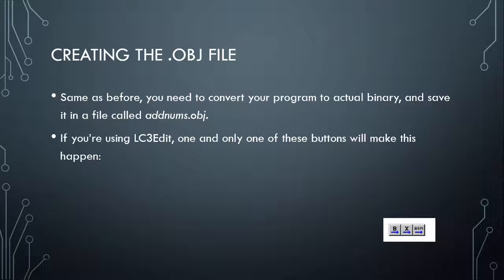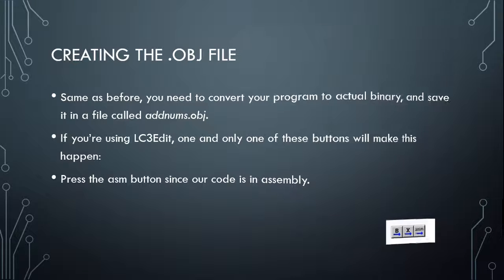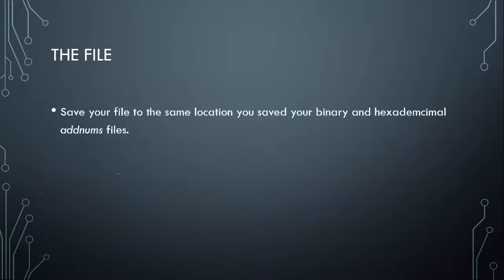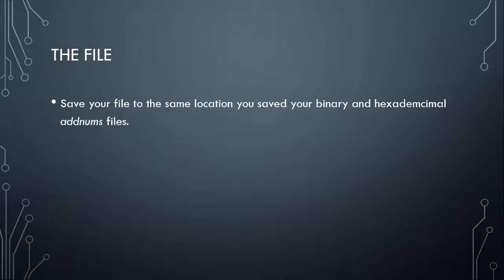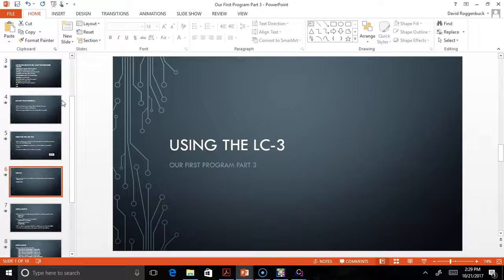We're using the editor, and we're going to use one and only one of those buttons to make it happen. We're going to press the ASM button since our code is in assembly. All right, so let's save that file to the same location that we did our binary and hexadecimal addnums files. And let's go ahead and take a look at that in demo time.